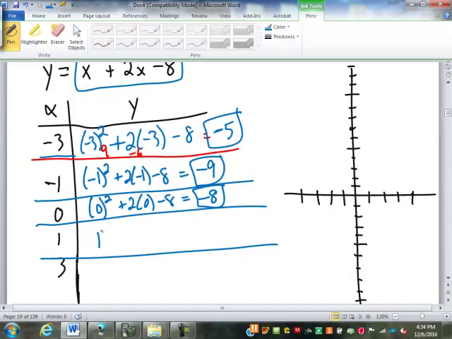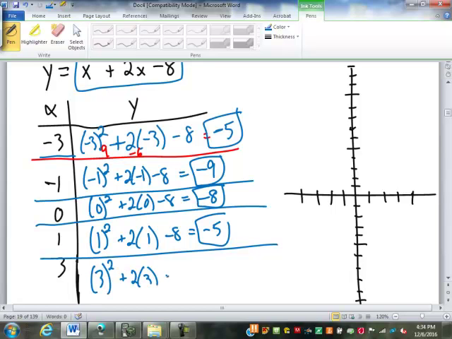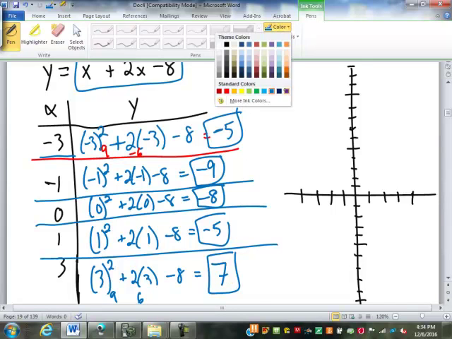If x is 1, we got 1 squared plus 2 times 1 minus 8. What's that turn out to be? Negative 5. Very good. And then 3 squared plus 2 times 3 minus 8. 3 squared is 9. 2 times 3 is 6. 9 plus 6 is 15. Minus 8 is 7.